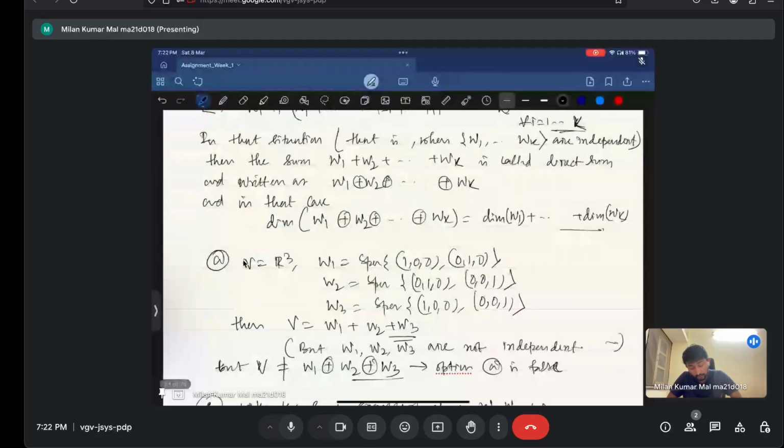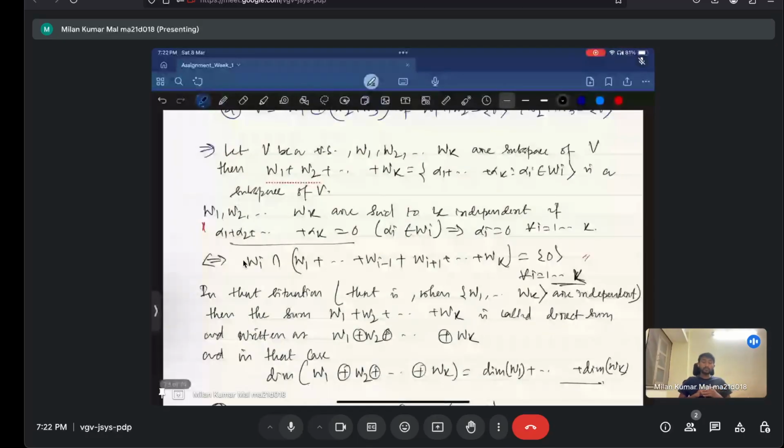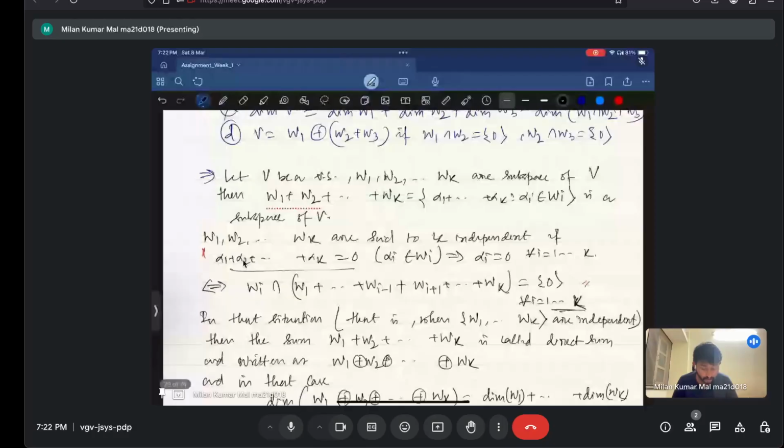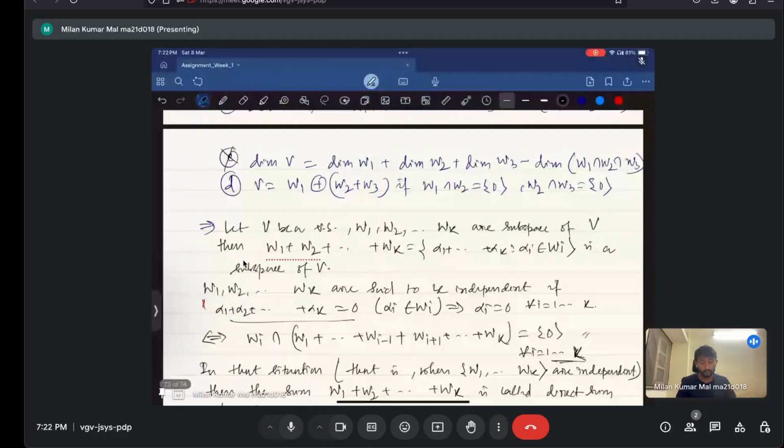So now we will prove that option D is false. What D is saying is that V equals W1 direct sum W2 plus W3 if W1 intersection W2 is 0 and W2 intersection W3 is 0. So we will prove this. We'll construct W1, W2, W3 for which V is the sum, but this is not happening.